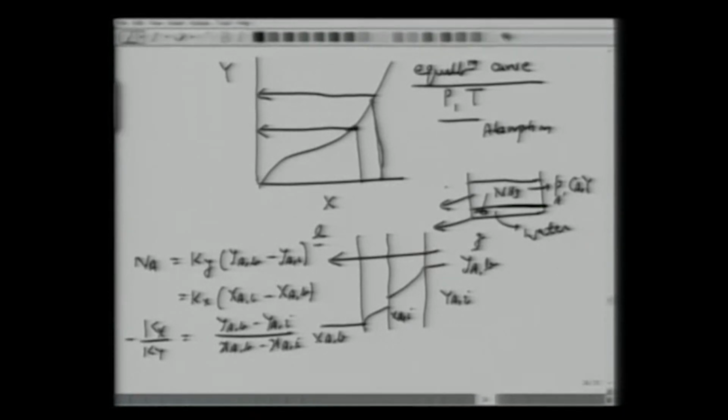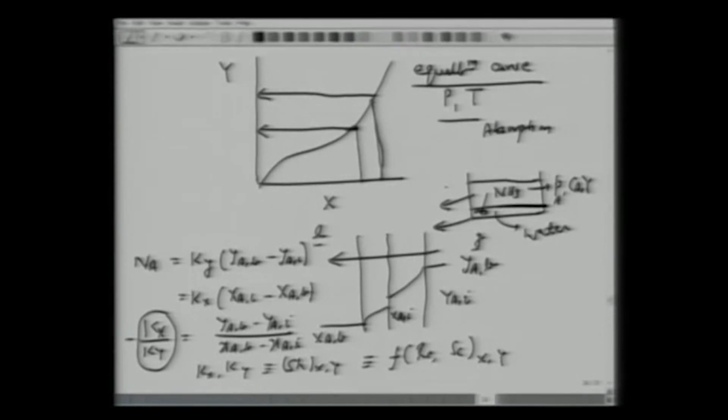So all we know are the ratios of the mass transfer coefficient in one phase to another phase, and kx and ky are obtained from the Sherwood number in the gas phase or the liquid phase. This has been shown to be a function of the Reynolds number and the Schmidt number for the gas phase and the water phase.